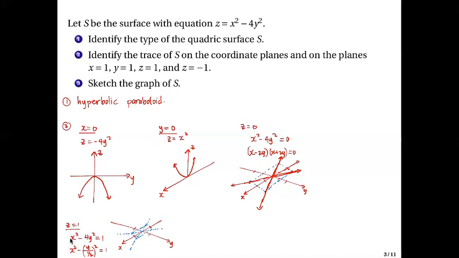Since the positive side is for the x squared, the branches of the hyperbola open towards the x-axis, correct? So the hyperbola for this will be something like this guy here. Then here you have something like that.